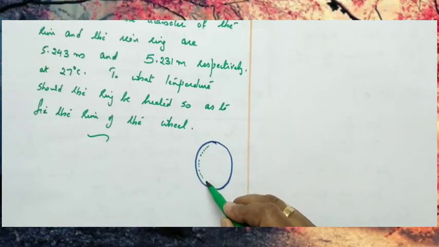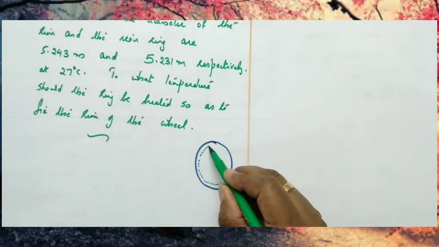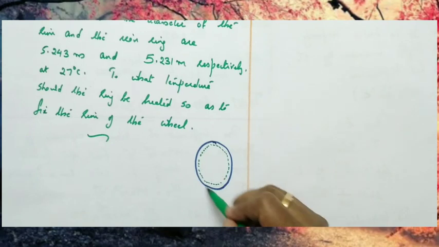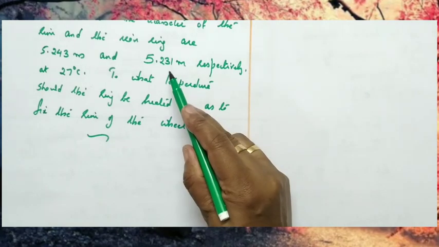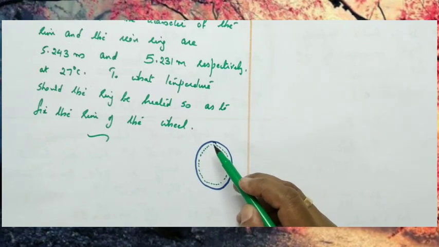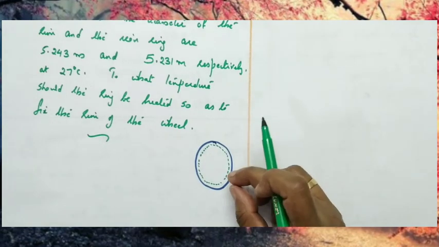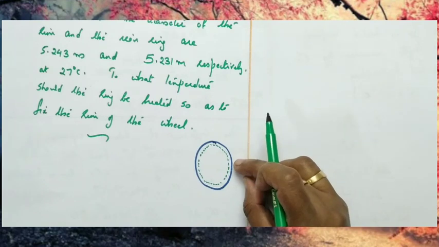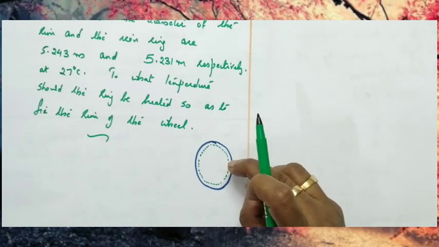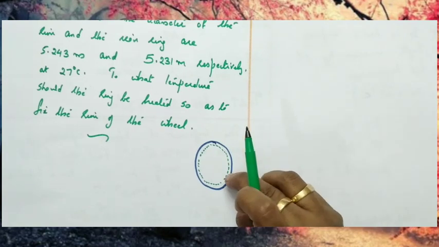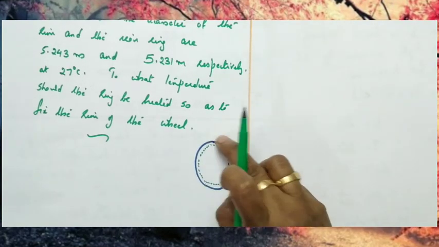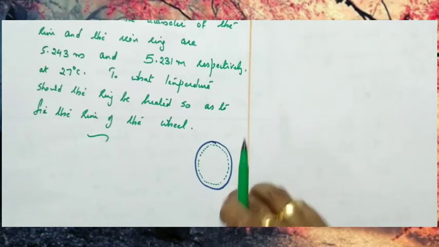And what is the diameter of the ring? Diameter of the ring is equal to 5.231, and the diameter of the rim of the wooden wheel is 5.243. In order to fix the ring to the rim of the wooden wheel, it should be heated. The blacksmith does the heating process. So if it is heated, what happens? This iron ring expands and is tightly fixed with the rim of the wooden wheel. Okay, so that is the process.